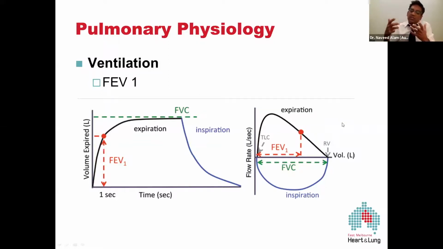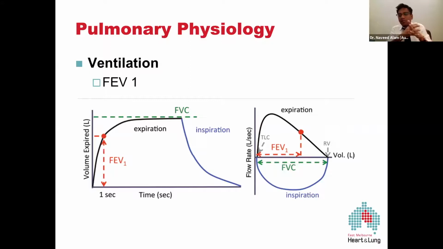But really what this is a measure of is a combined measurement of the way your chest wall mechanics and your musculature are working, as well as the elasticity of your lungs and the compliance of your airways to be able to get rid of air in 1 second. So it's really a big picture, global measure of ventilation.